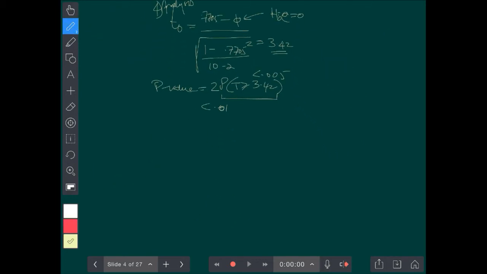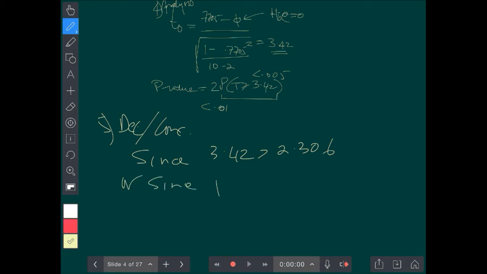And then step 5, the decision and conclusion. So we'll say since 3.42 exceeds 2.306, that's applying the critical value approach, or since the p-value is less than 0.05, we will reject the null hypothesis.